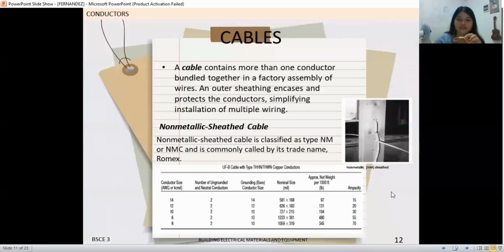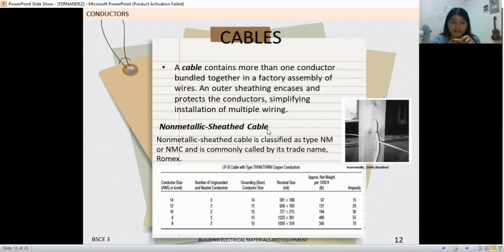So next is the cable. So a cable contains more than one conductor bundled together in a factory assembly of wires. An outer sheeting encases and protects the conductors, simplifying installation of multiple wiring. So ang cables kay kina-compose ni siya og not just one but two or more conductors bundled together.